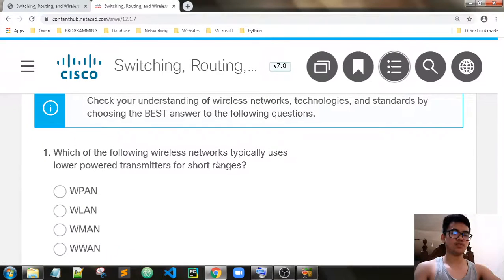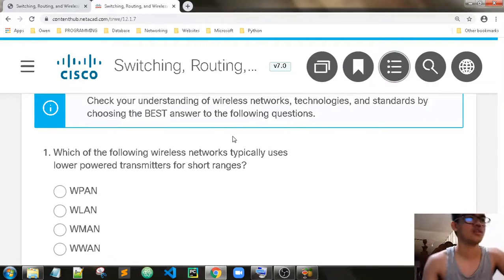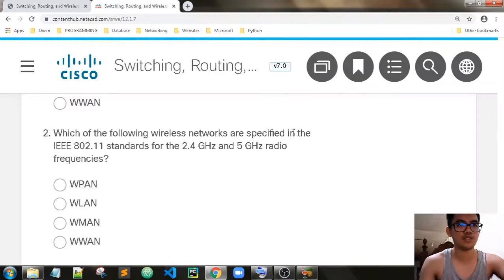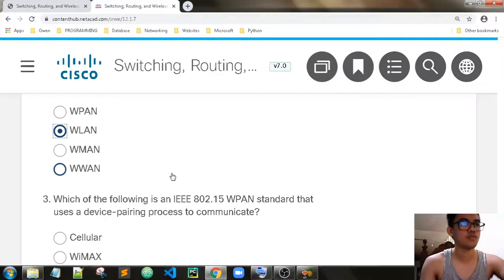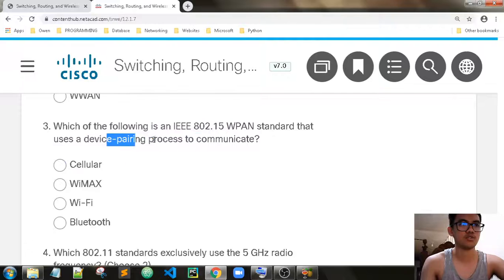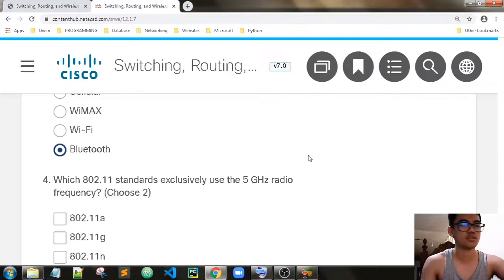Which of the following wireless networks typically uses lower power transmitters for short ranges? We have wireless personal area network, if I'm not mistaken, WPAN. Which of the following wireless networks are specified in the standards for 2.4 GHz and 5 GHz frequency? We have WLAN. Which of the following is an IEEE 802.15 WPAN standard that uses a device-pairing process only? We have Bluetooth.